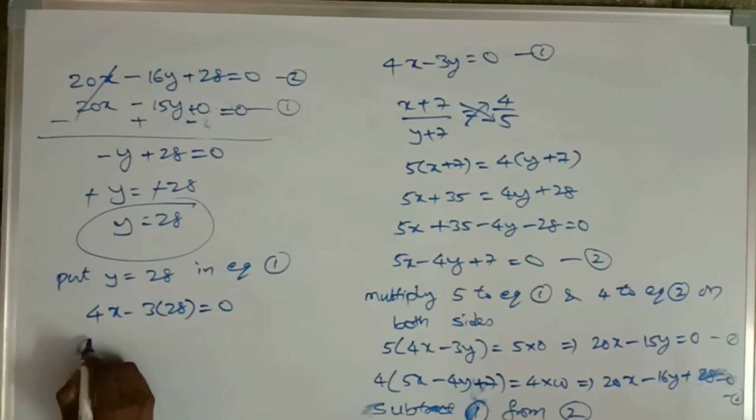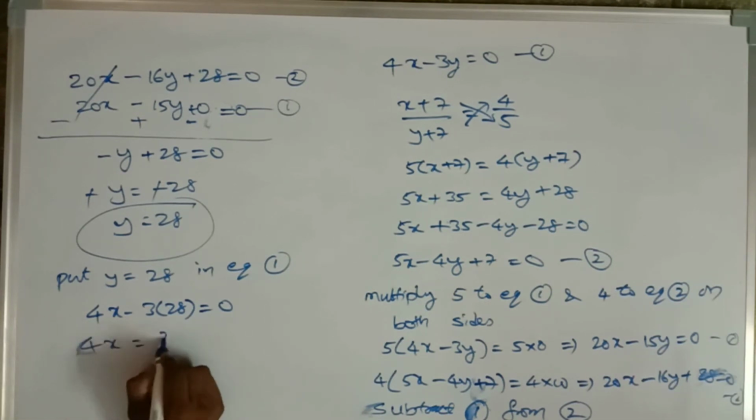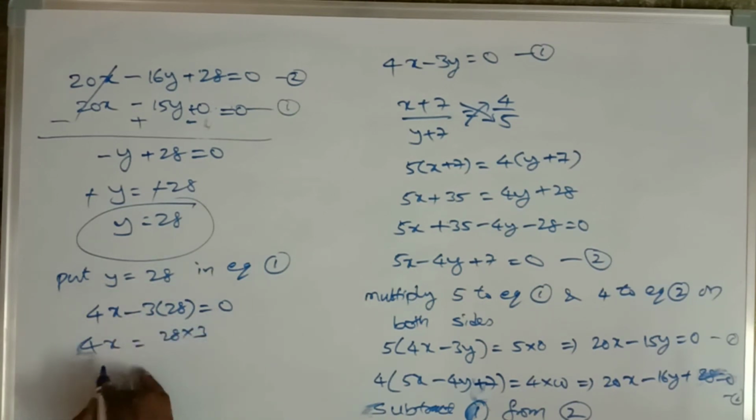Okay. Now 4x is equal to 28 into 3, because minus I am taking to the right side will be plus. X is equal to 28 into 3 by 4. 4 1s are 4, 7s are 28. Then x is equal to 21. So they asked us to find the numbers. Therefore the numbers are x is 21, y value is 28.